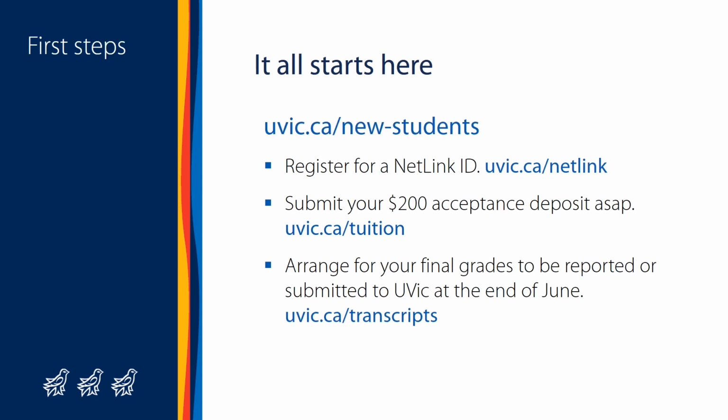The first thing that you want to take care of, if you've not already done so, is to submit your $200 acceptance deposit to accept your offer of admission. You'll also need to create a NetLink ID, as you'll be using this for registering for your courses. You'll also want to make sure that you've arranged for your final official transcripts to be sent to the undergraduate admissions office when they're ready.